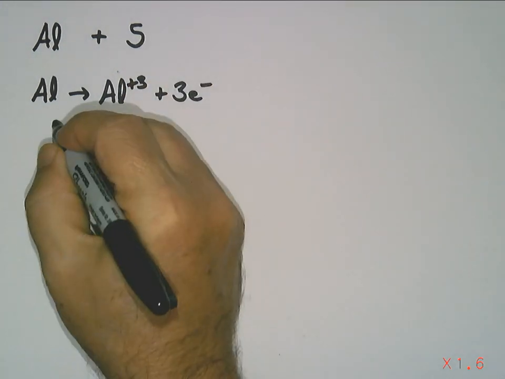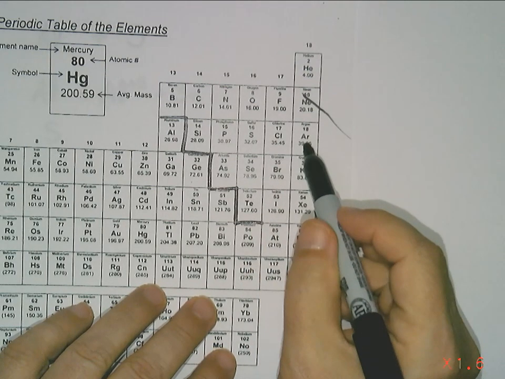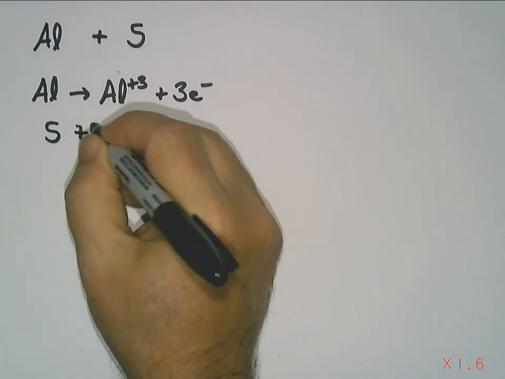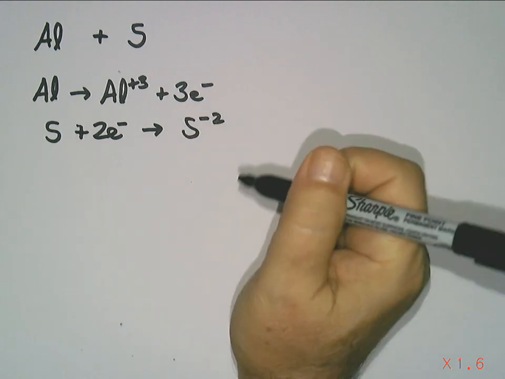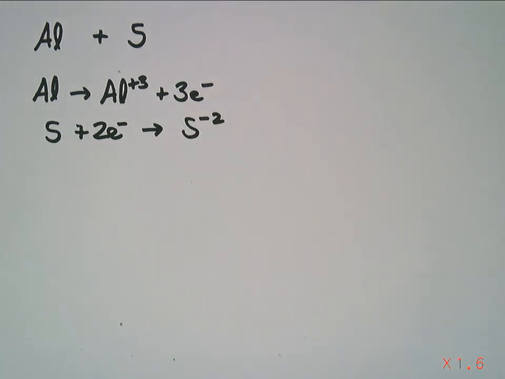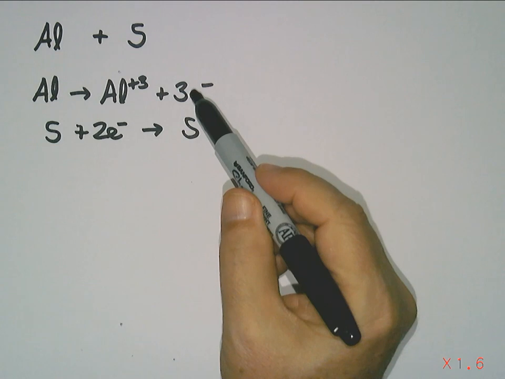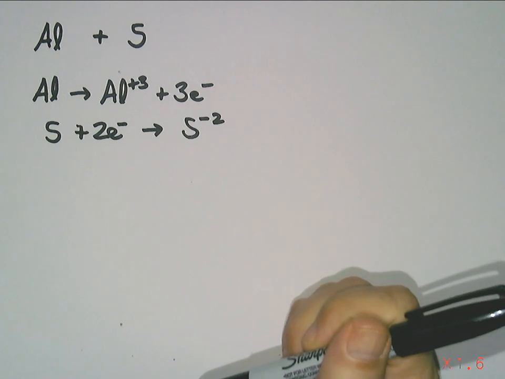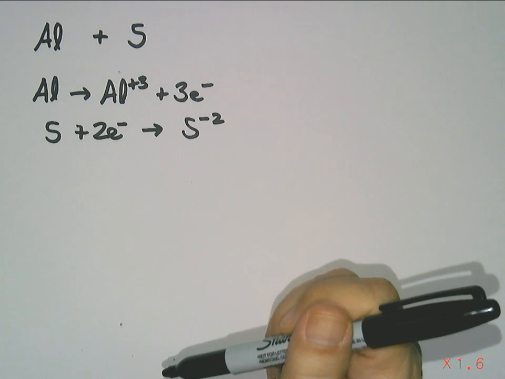Now let's look at the sulfur. What does it want to do? Sulfur is sitting near argon. It wants to pick up 1, 2 electrons to be like argon. And when it picks up 2 electrons, it's going to have a -2 charge. Okay, we got a problem here because I got 3 electrons being given up and 2 electrons being consumed. And I've got to put these together in a way that is going to cancel out the number of electrons that are there. Now think about this for a minute.